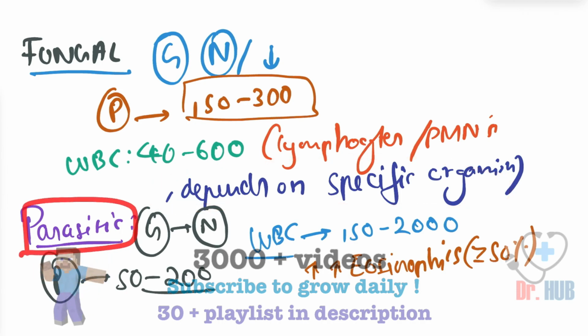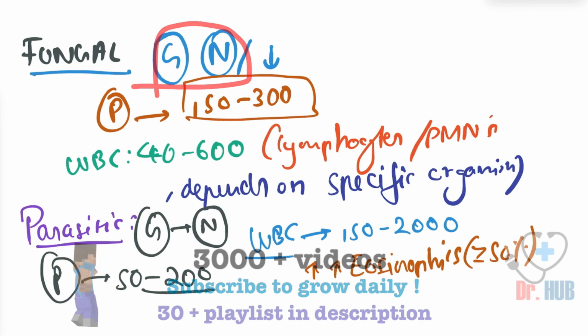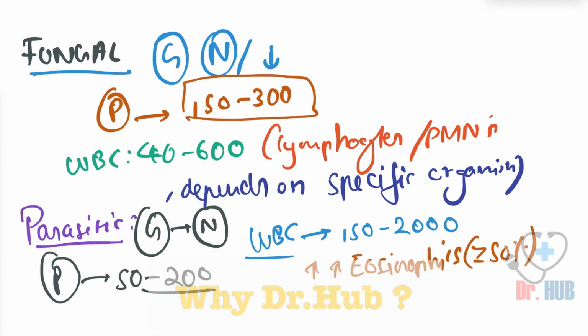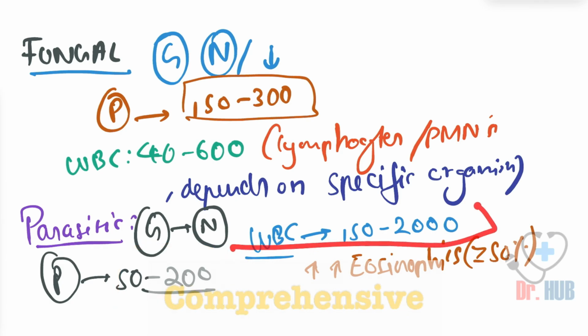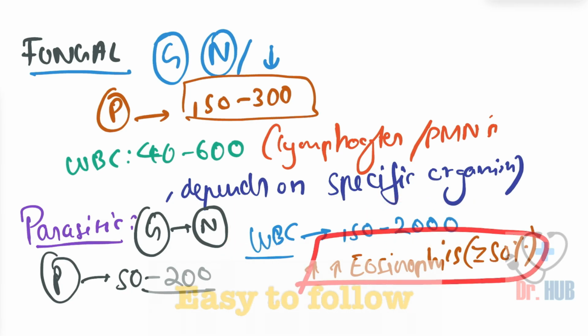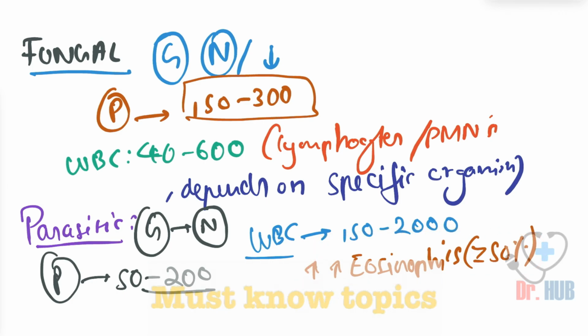And then we moved on to the parasitic. Here, like the fungal, the glucose remains normal, and the protein is significantly higher compared to the others, at 50 to 200. And then looking at WBC, it ranges from 150 to 2000. This is very high, and it includes predominantly the eosinophils.